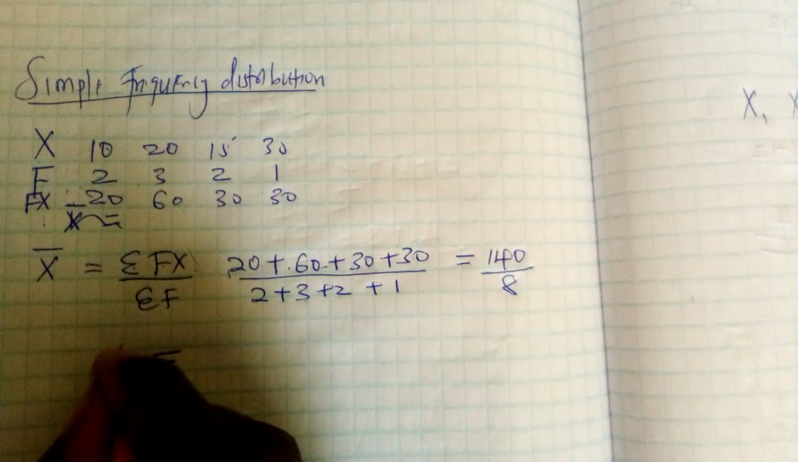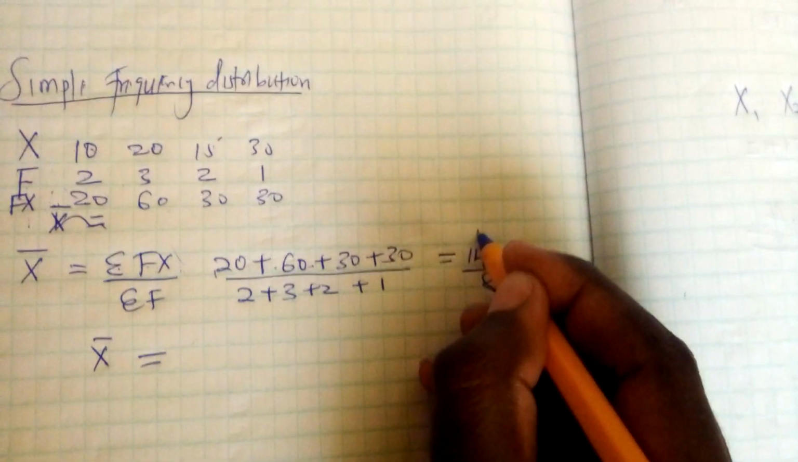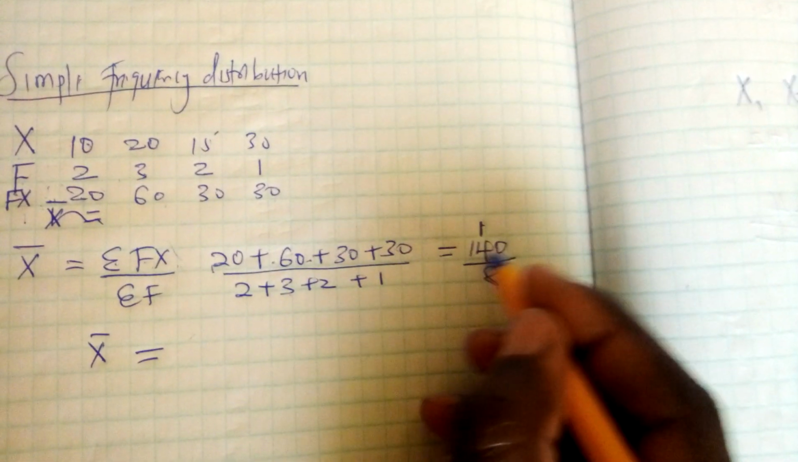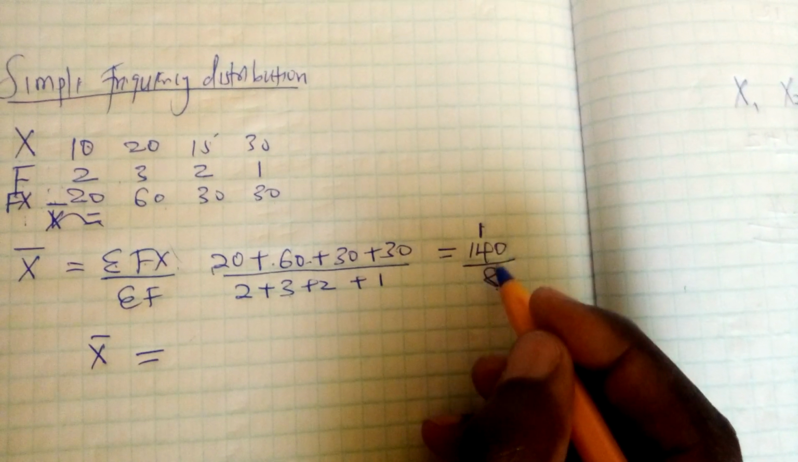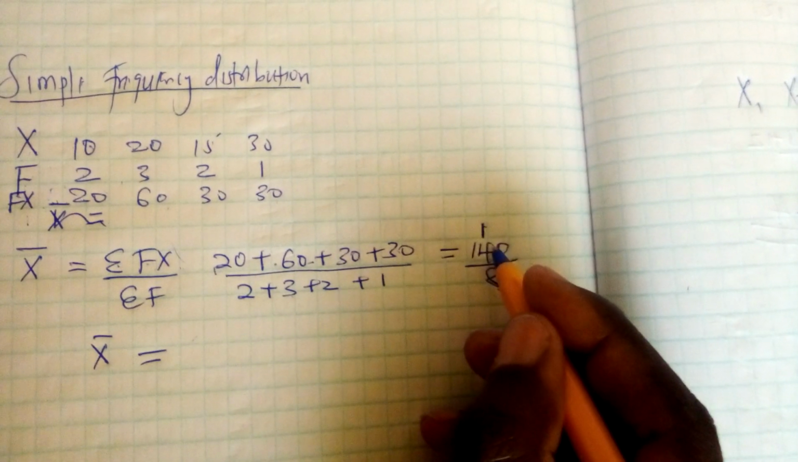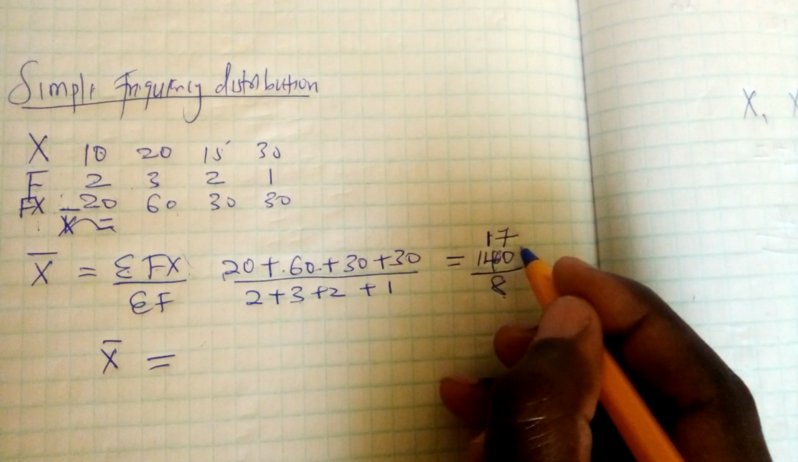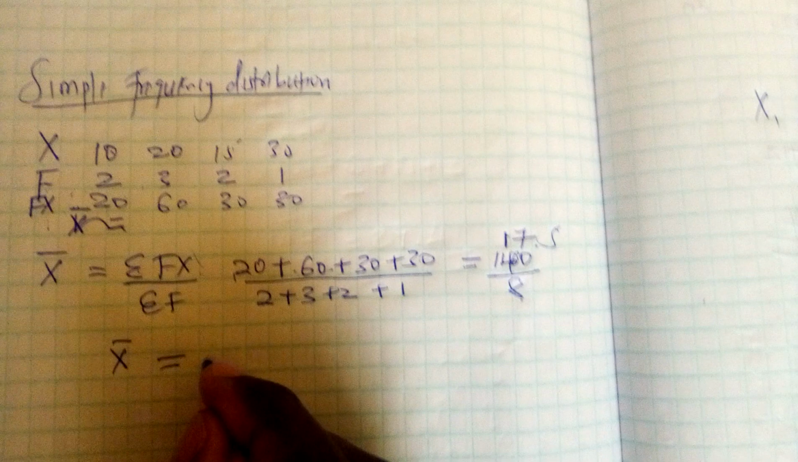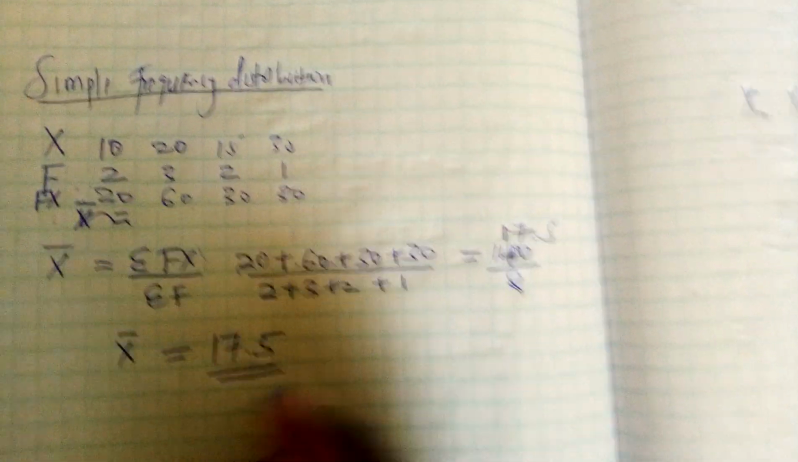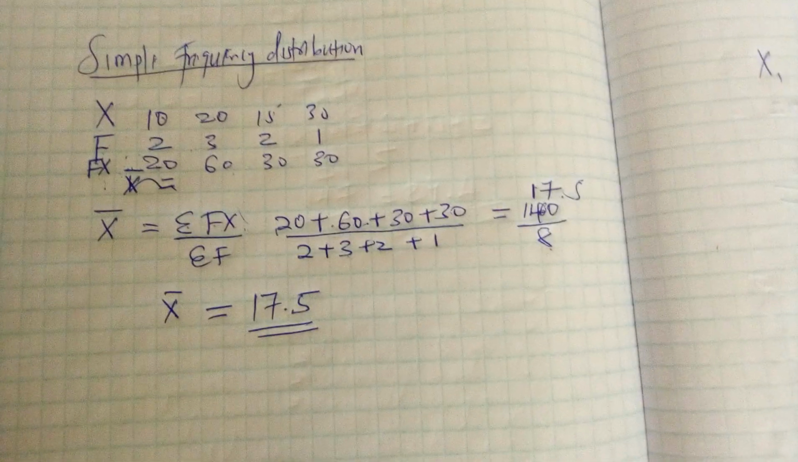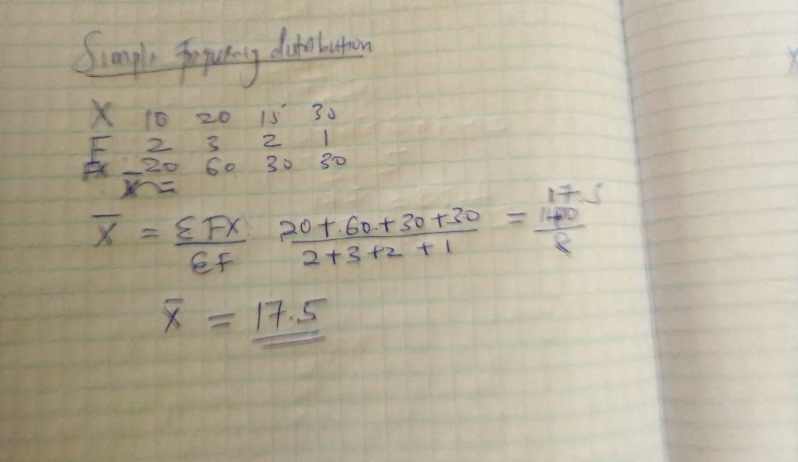So the answer for our mean will be 140 divided by 8. This 8 goes into 14 once, remains 6, bring down the 0, so 8 goes into 60 seven times because of 56. So this will be 17.5. So our mean in this case will be 17.5. And that is basically how you calculate mean for a simple frequency distribution.